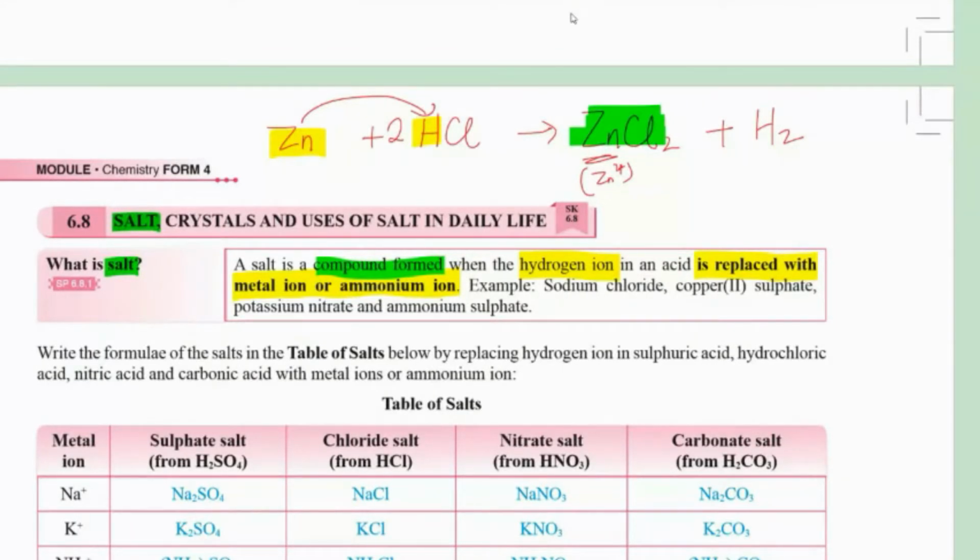Okay. Sulfate salt is from the sulfuric acid. Chloride salt is from the hydrochloric acid. Nitrate salt is from the nitric acid. And carbonate salt is from the carbonic acid. You see, all the hydrogen ions are replaced by the metal ions, okay, or ammonium ions.